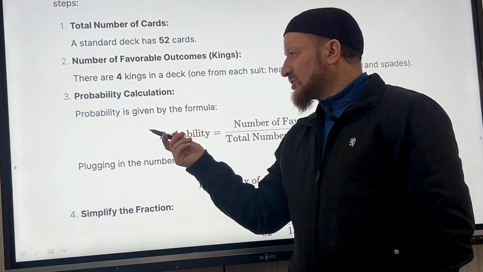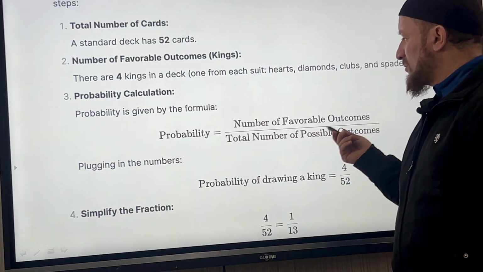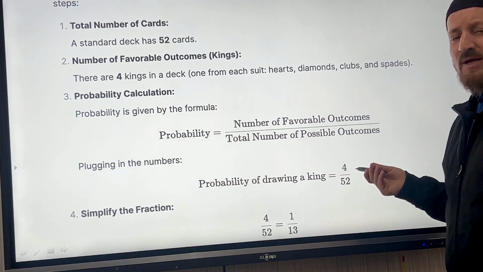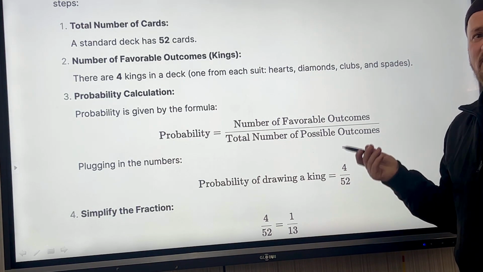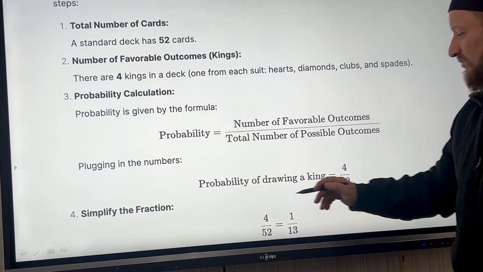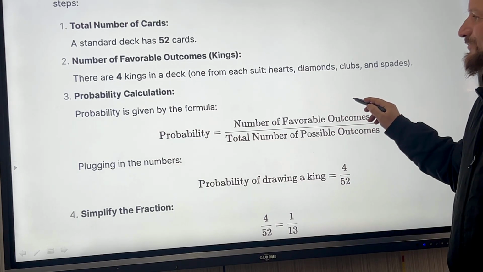So probability calculation करेंगे. Probability number of favorable outcomes, total number. Total number मेरे पास 52 है, and favorable कितने हैं? जो हमारा event है to get the king out. So that is 4 by 52. That's 1 by 13. 4 times 13 is 52, right?